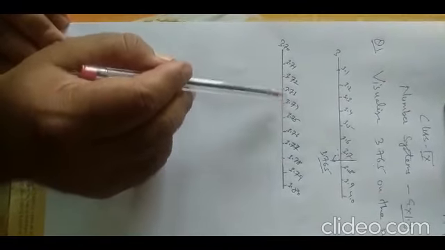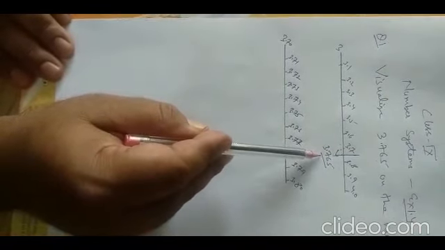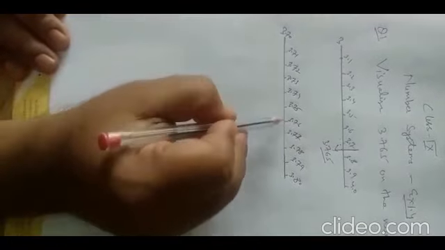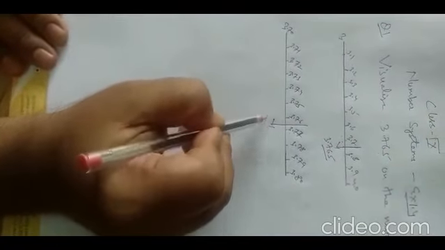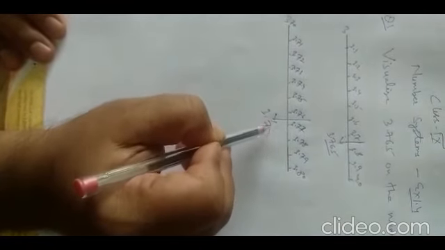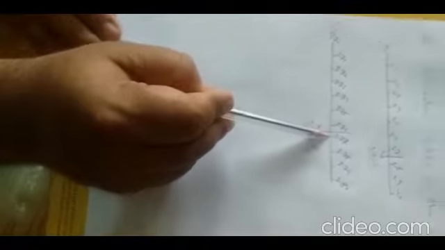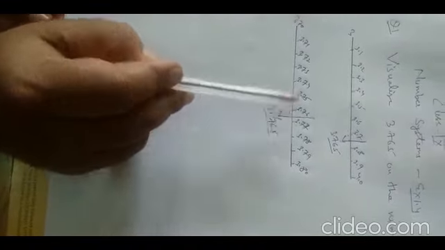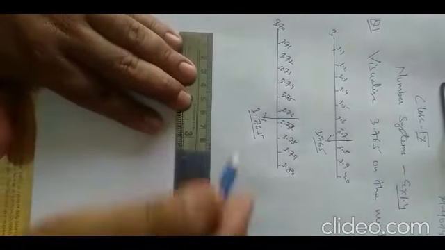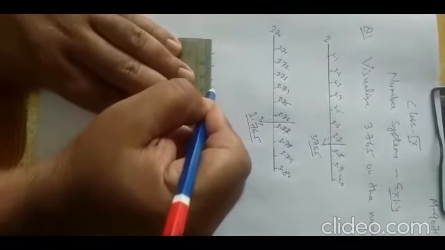Now the number comes between 3.76 and 3.77. The number lies here. So we draw again a line of 10 centimeter and divide into 10 parts, then start with 3.76 and end with 3.77. See here, draw a line segment of 10 centimeter, divide it into 10 parts.